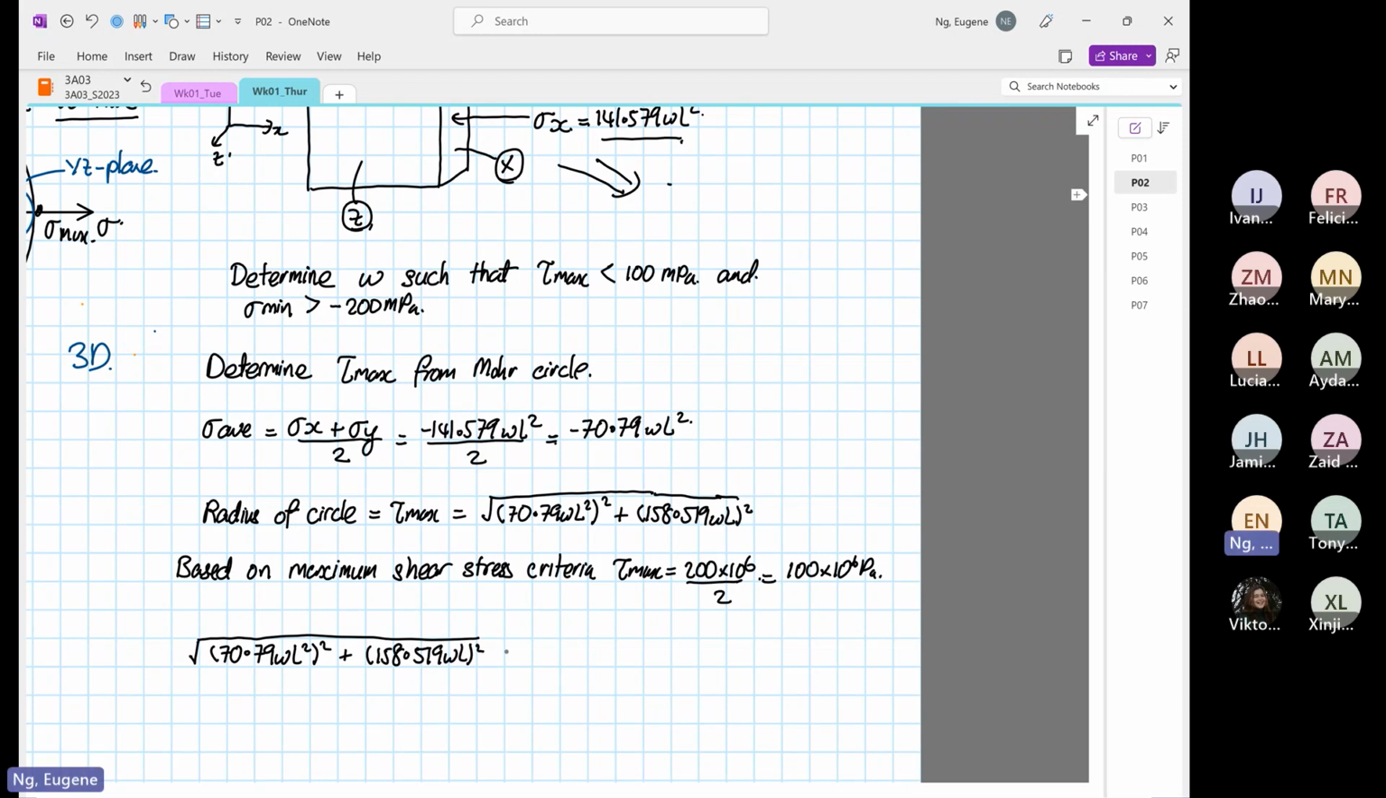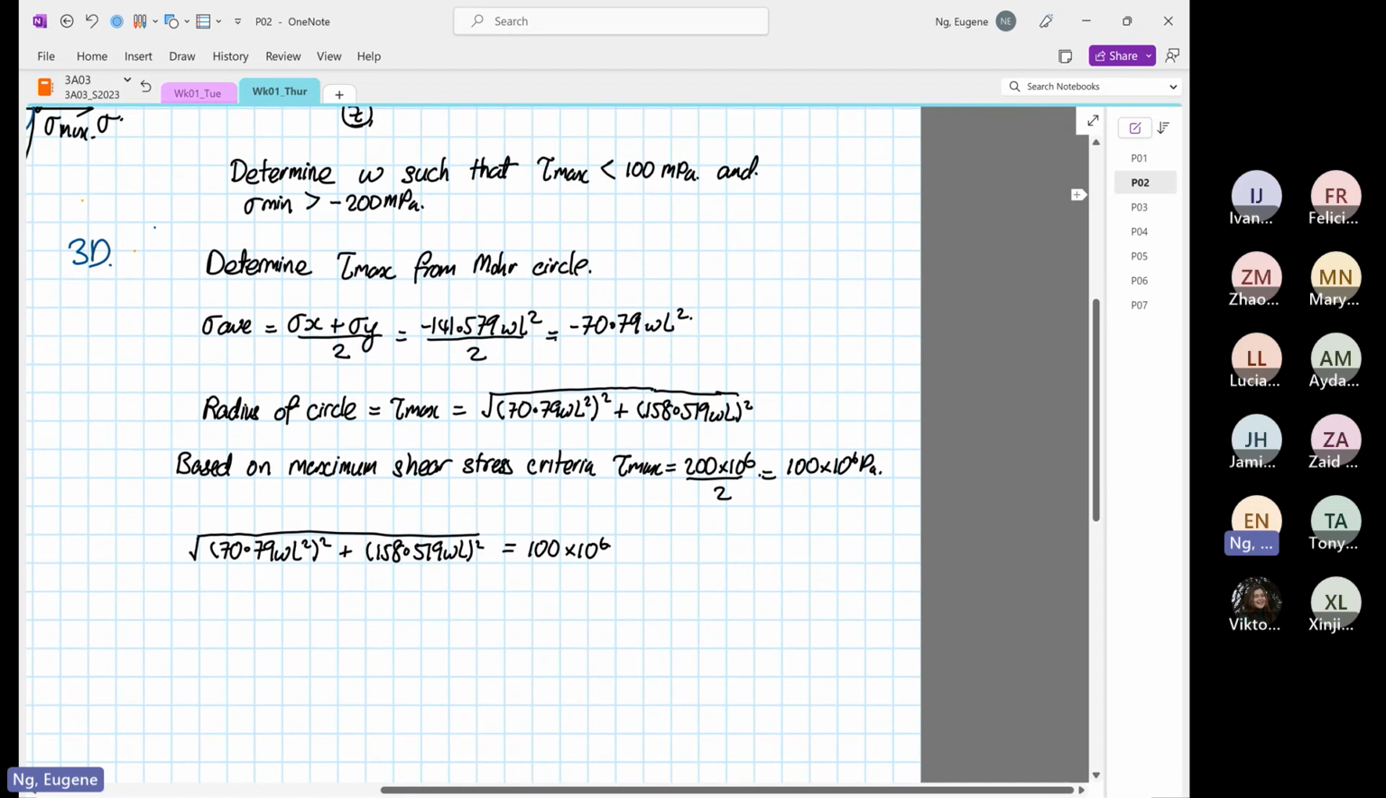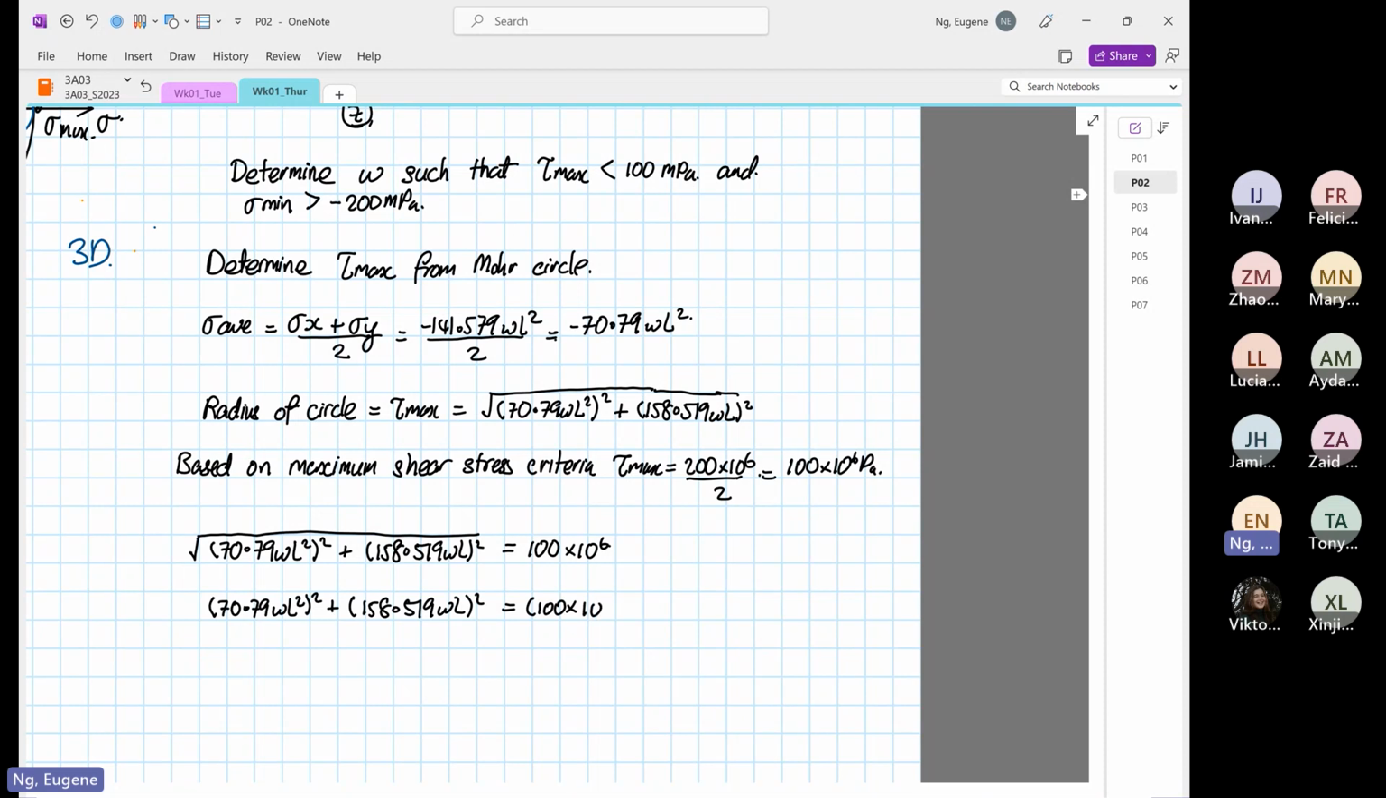omega L squared, and over there the whole thing will be equal to 100 times 10 to the power 6. So if we drop the square root so that it's easier to solve, we have 158.519 omega L squared, and this will be 100 times 10 to the power 6 squared. Okay. So now the problem with this equation is this: you have one equation and you have two unknowns.